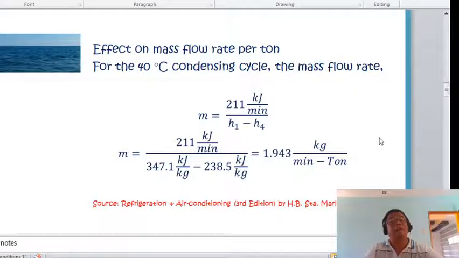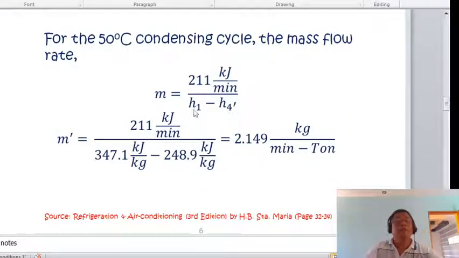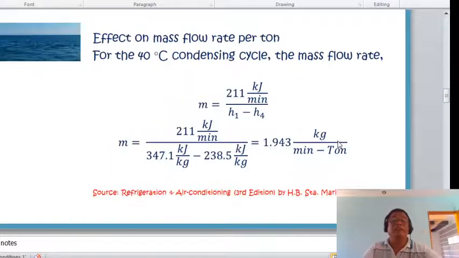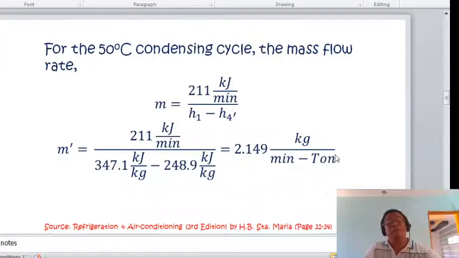Let us take a look now at 50. The difference is 211 divided by 347.1 minus 248.9. So that is 2.149 kilogram per minute per ton. Take note, class, the value at 40 is only 1.943, so the mass flow rate per ton will now increase to 2.149. Increase.